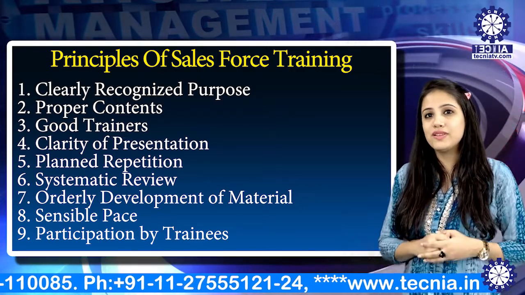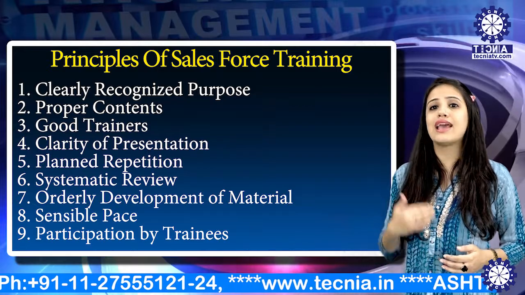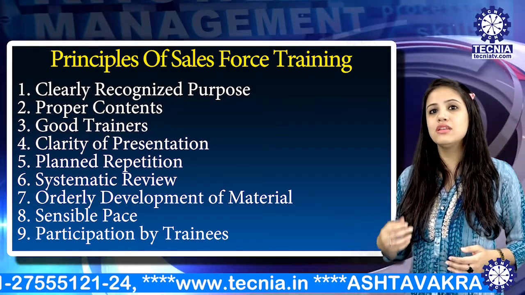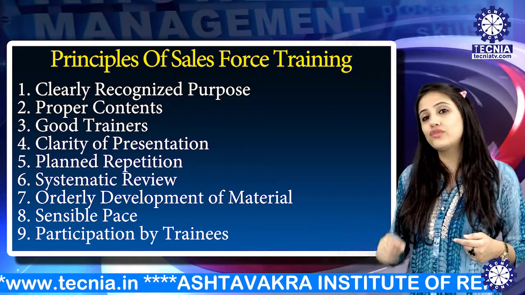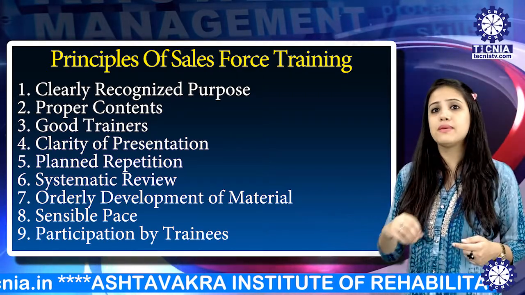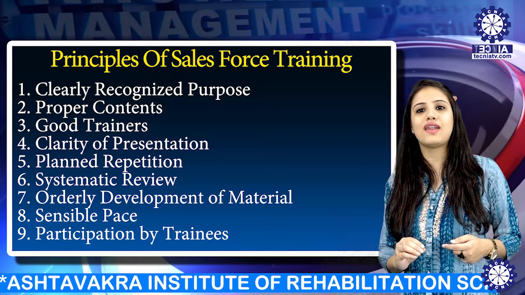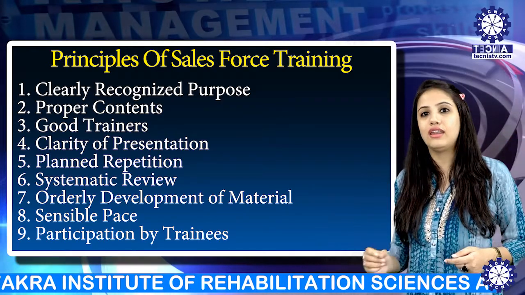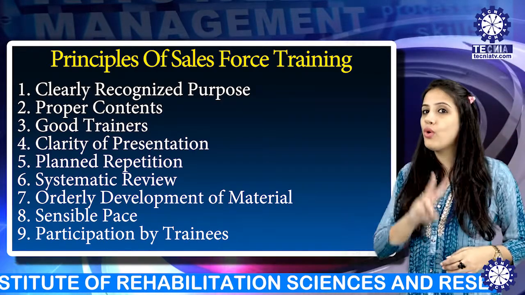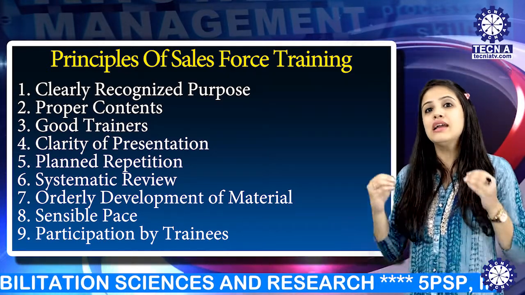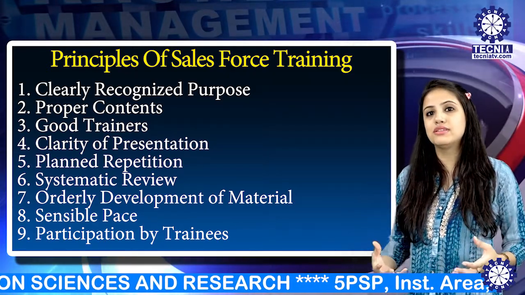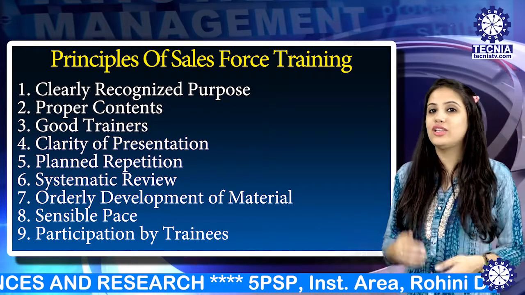The number one principle is to clearly recognize the purpose. The trainer must clearly know the purpose and the mission of the training programs. Trainees must also have a clear understanding of why they are being trained. See people, it is for both trainer and trainee. The trainer and trainee should have clearly recognized the purpose for which the training is actually happening.